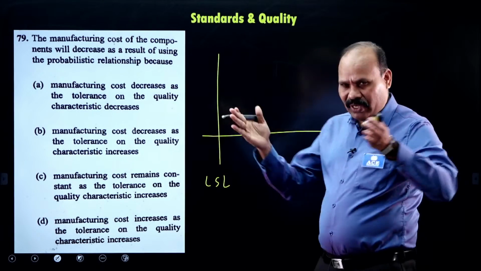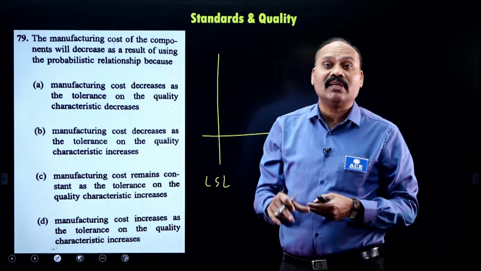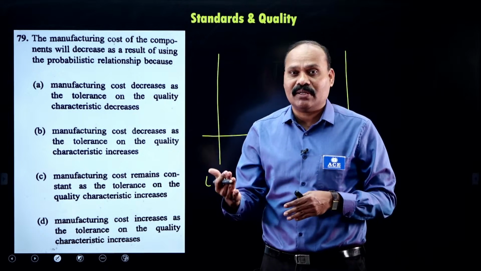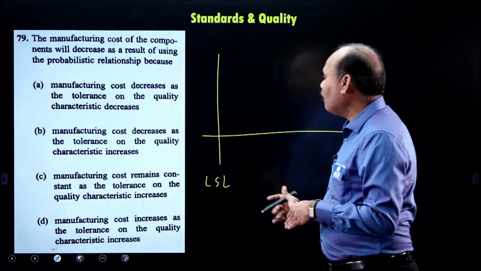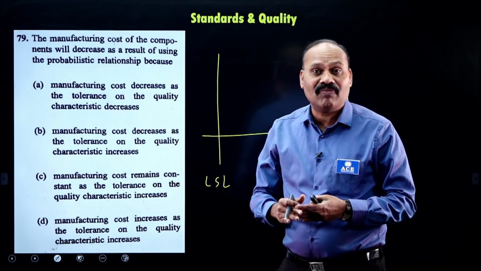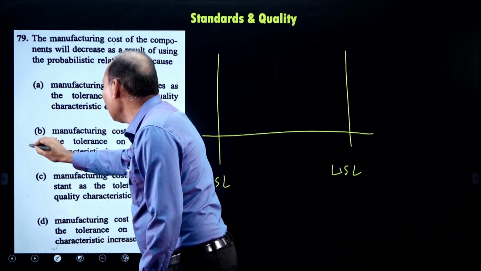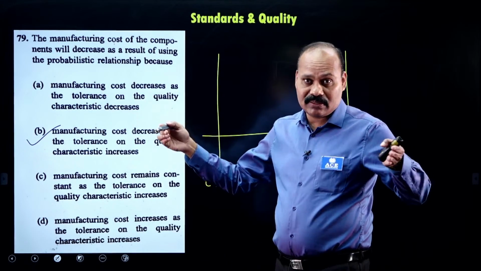If the customer is looking for tight tolerances, obviously there is a need of choosing the right methodology, right tool and right method, precision tools, everything you have to take care. Automatically manufacturing cost increases like anything. Here what we can say, as the tolerances increase, obviously manufacturing cost decreases. Answer is option B. Manufacturing cost decreases as the tolerance and the quality characteristics increase.